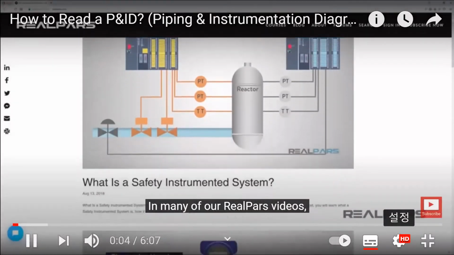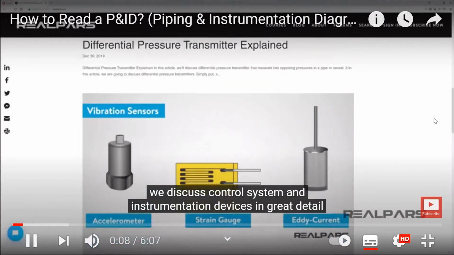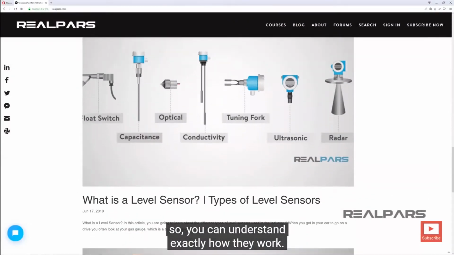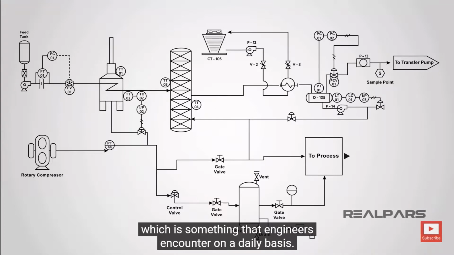In many of our RealPARS videos, we discuss control system and instrumentation devices in great detail, so you can understand exactly how they work. In this video, we will learn how to read a P and ID, which is something that engineers encounter on a daily basis.